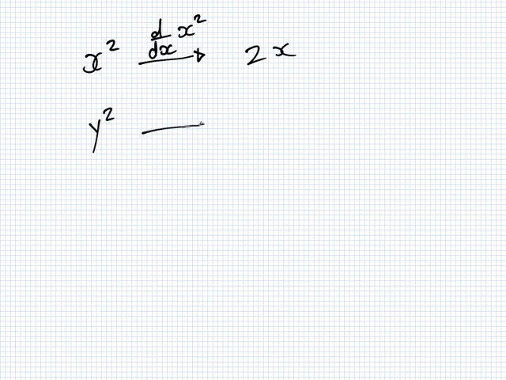There's a new type of derivative problem we might have, so let's have a look here. Suppose I ask you, what is the derivative of x squared? What would that be? 2x. So if I use the notation he was showing me earlier, the derivative of x squared is 2x. Now suppose I have y squared.